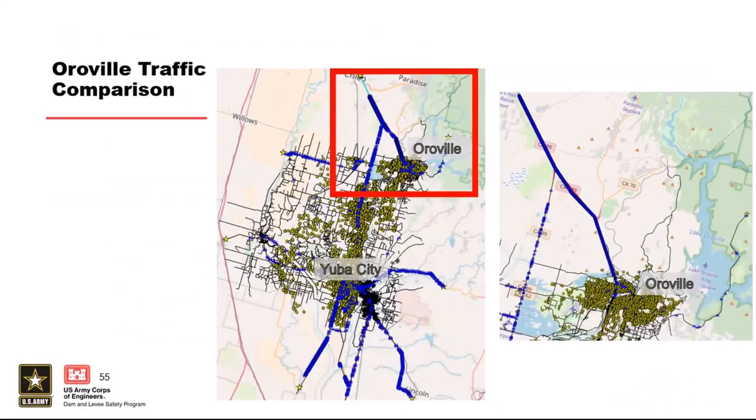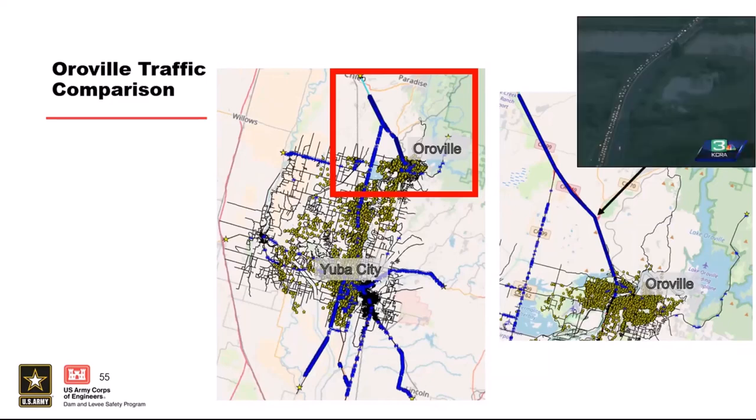How about where they are? Is it estimating where they are appropriately? Looking at Oroville, most people are evacuating north towards Chico. Some people are evacuating south. Notice out of Oroville, this bright blue line, those were all vehicles backed up. Looking at traffic, live news coverage during the time, it's backed up all the way from Chico to Oroville. So we captured that pretty well.